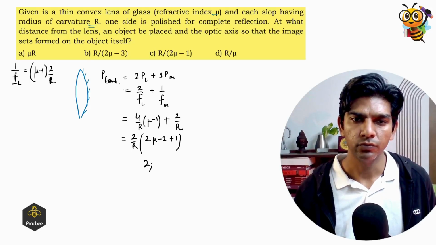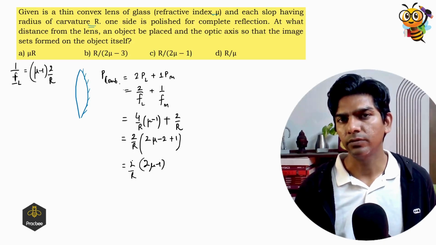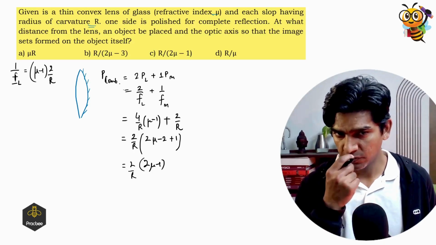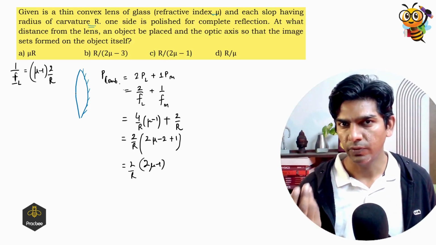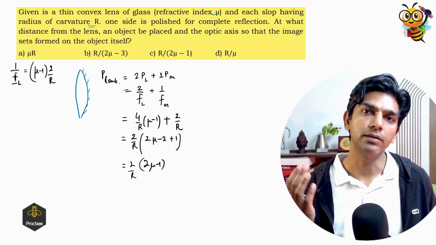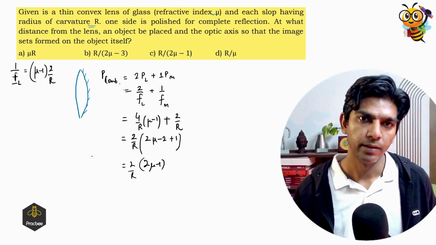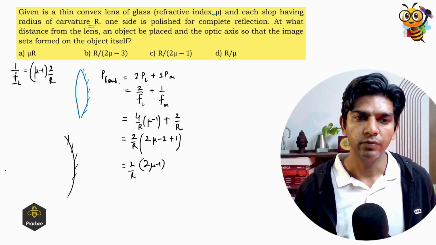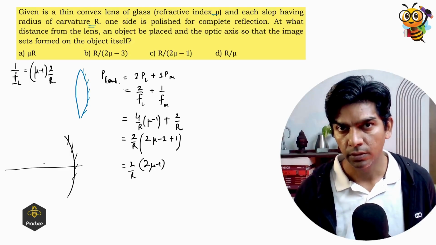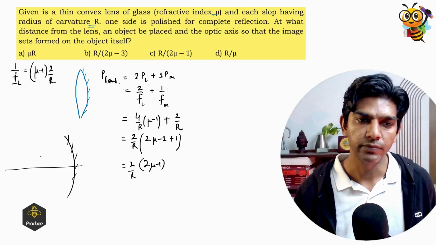So that will be (2μ - 1) times 2 by R. So we got the effective power of the combination, which comes out to be positive. So the effective combination is behaving like a converging mirror. If we have a converging mirror, and we want to form the image at the object itself, the object has to be placed at the center of curvature, right?